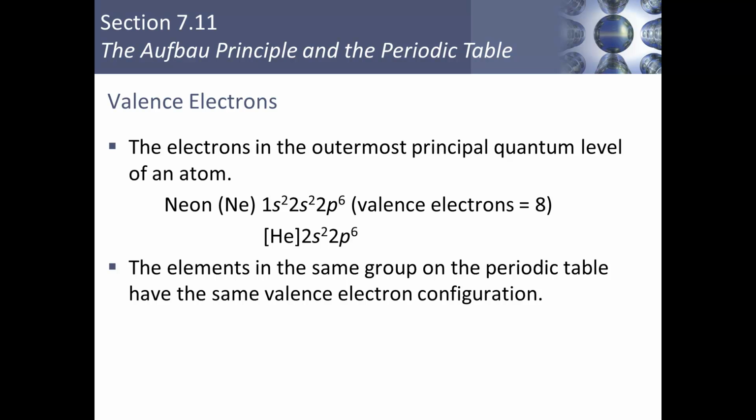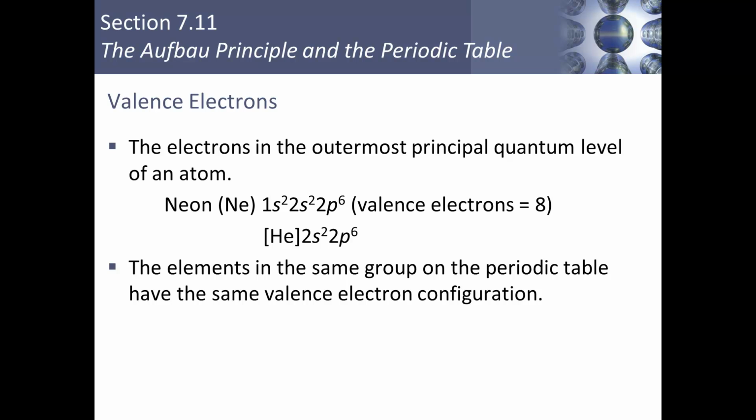Now again, we're going to want to focus our attention on our valence electrons, which are the electrons in the outermost principal quantum level of an atom. If we look at the element neon, with the elemental symbol Ne, we have an electron configuration of 1s2, 2s2, 2p6. The number of valence electrons, the electrons in our outermost principal quantum level, is 8. 6 plus 2 in the second principal quantum level equals 8.